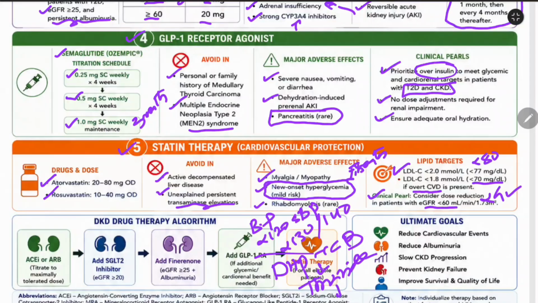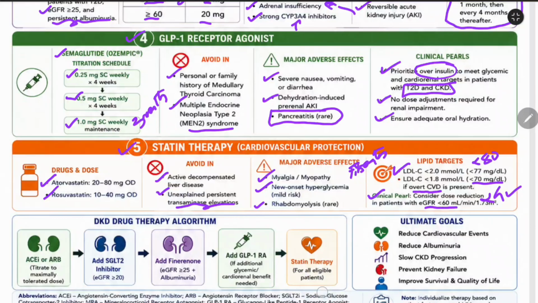Still not controlled, if there is hyperkalemia or edema developing in the patient, then you can give loop diuretics. Still not controlled, then you can try alpha blockers. Alpha 1 blockers like prazosin, doxazosin, these things. So that's about the therapy.